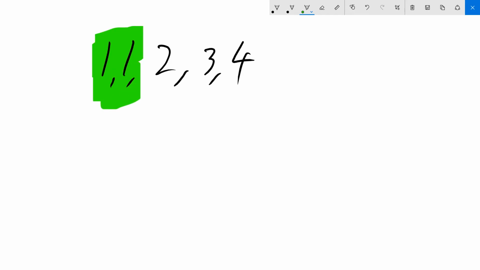Okay, so let's talk about the mode now. So if we had a data set and we want to find the mode, all we're asking is, what is the most common number in the data set? So in this particular data set, the mode is 1. There's 2 ones and everything else only appears once, so the mode is 1. Right?